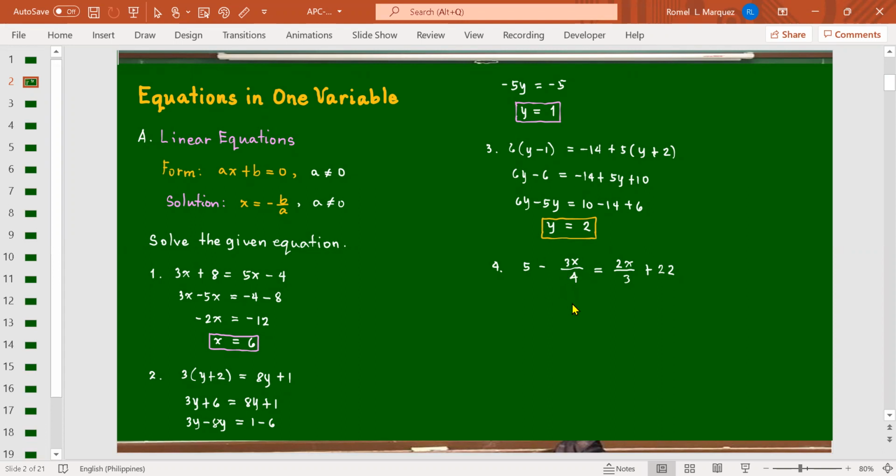First, let us simplify this equation. To simplify, we get rid of the denominators. In order to get rid of the denominators, we multiply each side by the LCD of the fractions involved. So that is by 12. So multiplying each side by 12, we get 60 minus 12 divided by 4 is 3 times 3x, so minus 9x.